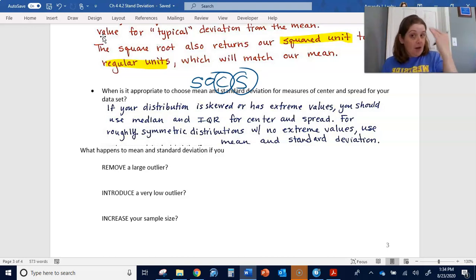Other things: what happens to the mean and what happens to the standard deviation if you get rid of a large outlier?